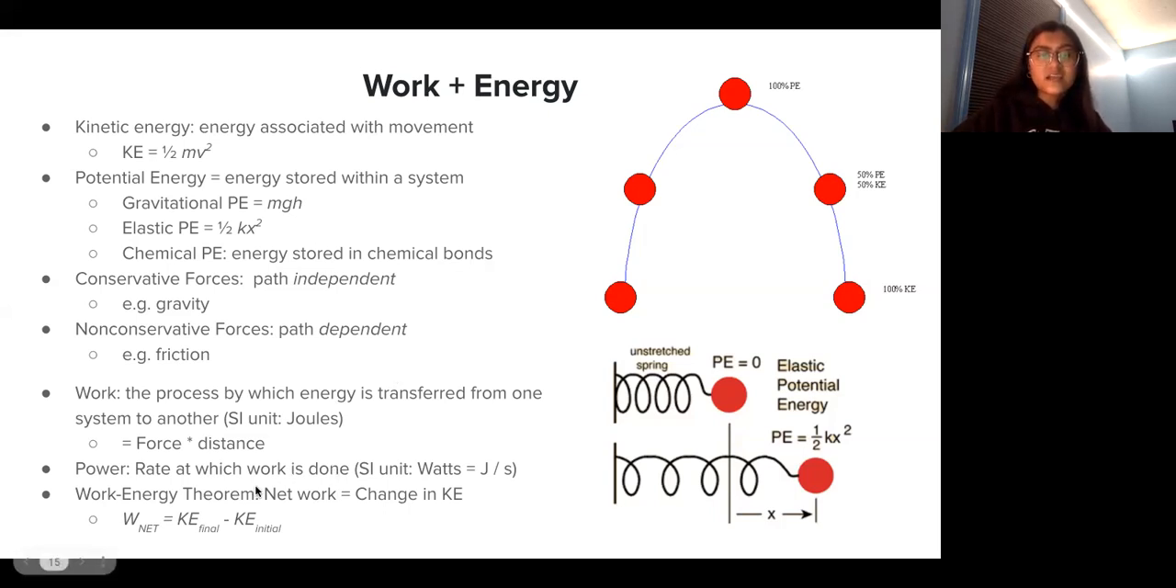And then your work energy theorem states that the net work done on a system is equal to the change in kinetic energy. So I just wrote it out here again. It's the final kinetic energy minus the initial kinetic energy.